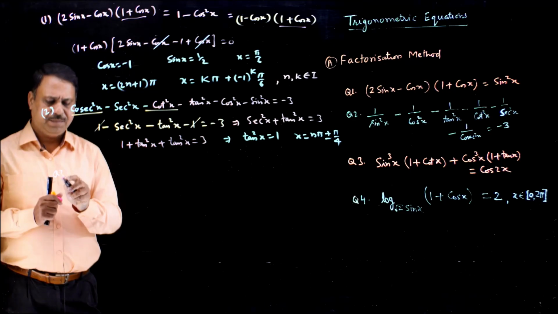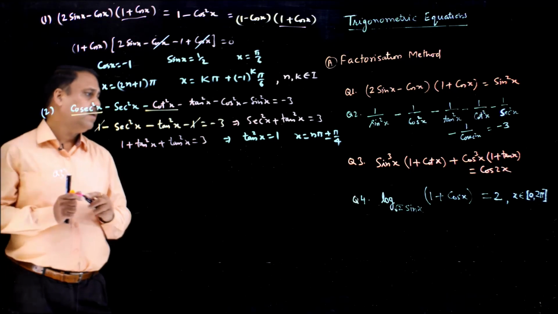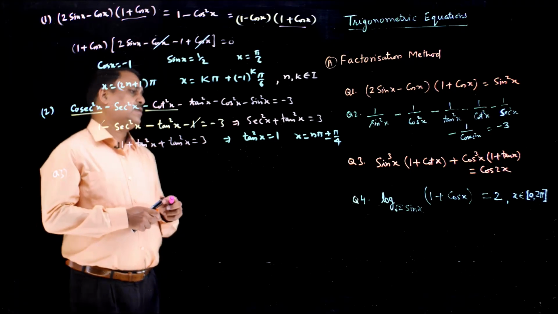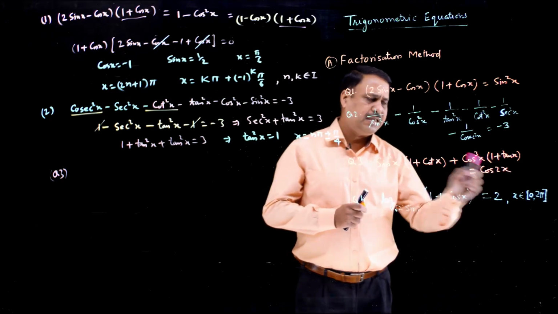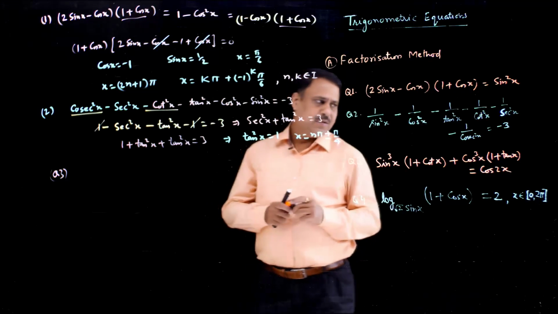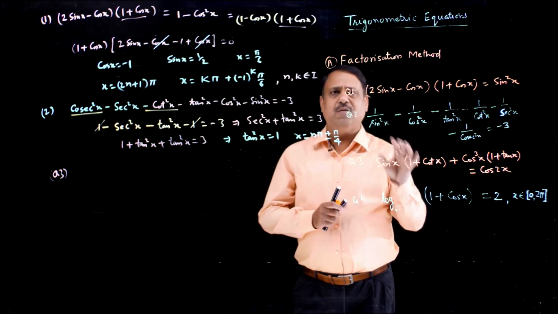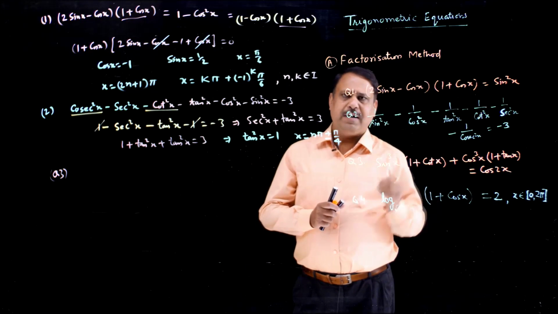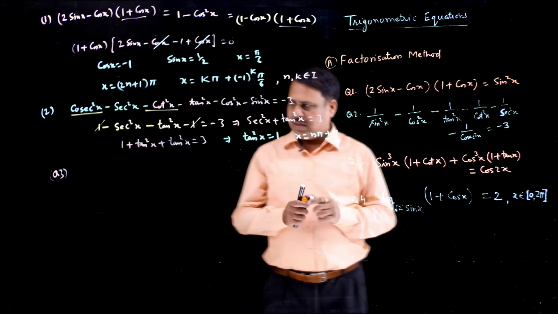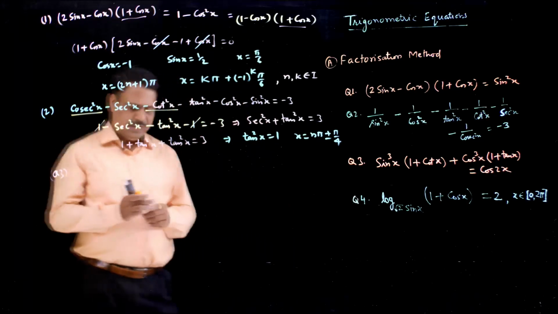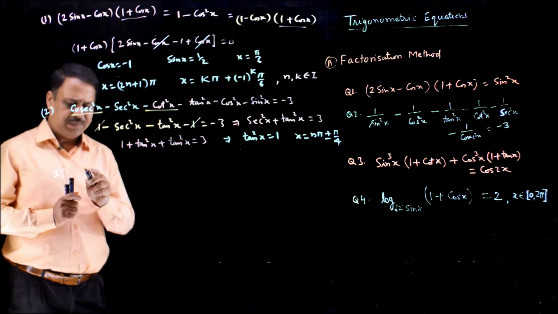Question number 3. Sin cube x into 1 plus cot x plus cos cube x into 1 plus tan x is equal to cos 2x. So here the golden rule is we must try to convert everything in sin and cos. Then it can be done in a much better simplified way.